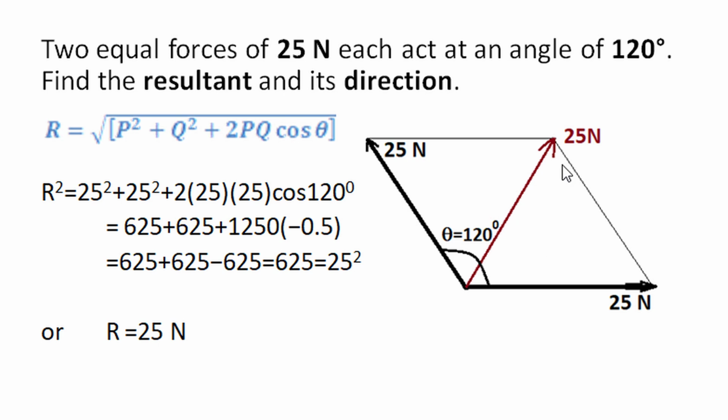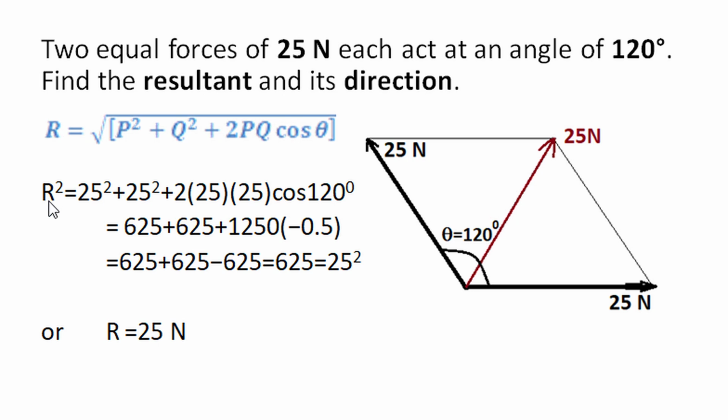We have to find out direction and magnitude of resultant of these two. As per parallelogram of forces theorem, resultant magnitude is given as square root of P square plus Q square plus 2PQ cos theta, where P and Q are two vectors and theta is the angle between the two. Here both P and Q are 25 and theta is 120.